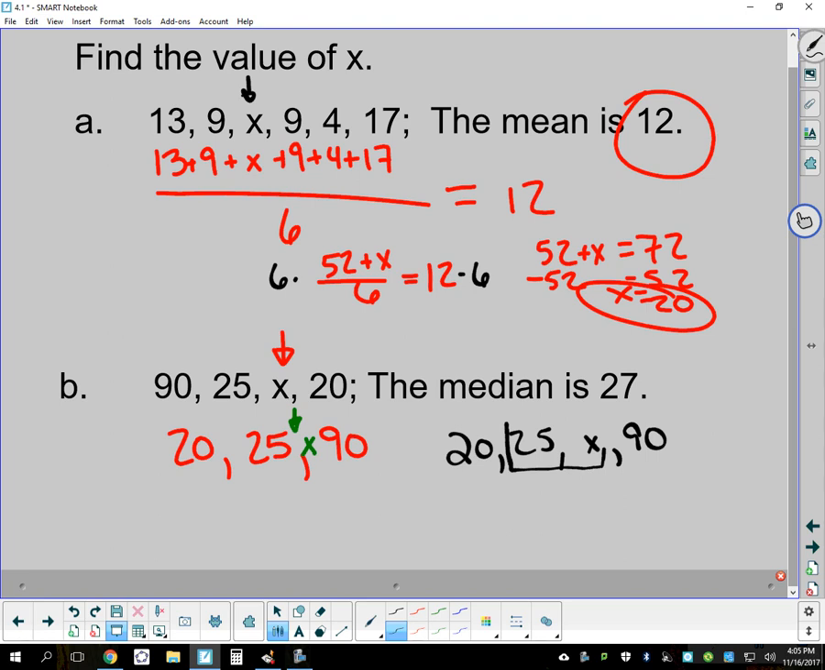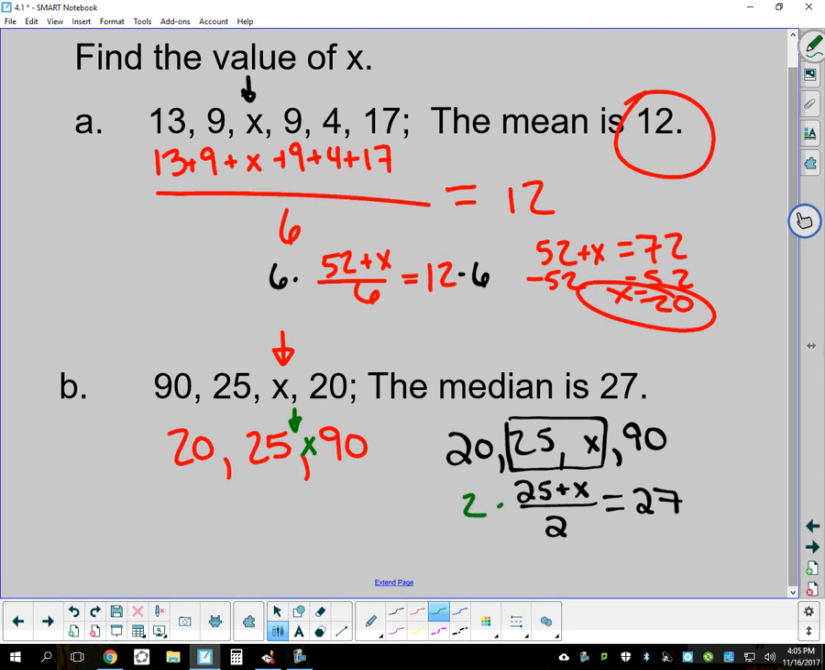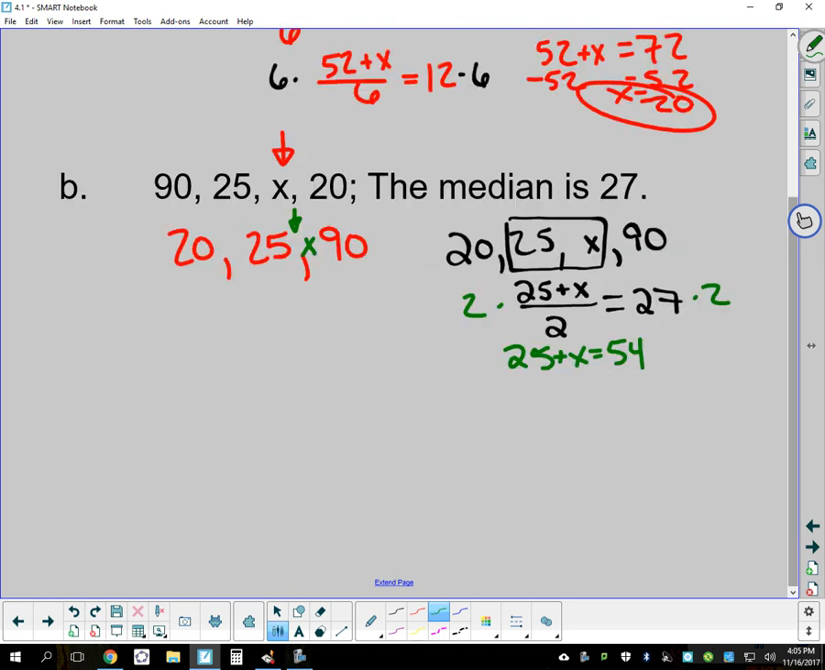And then to find the median, we know that we need to take those two middle numbers, since it's an even amount of numbers, and then divide by 2. We're going to get 27 when we do that, so it's just a matter of solving. Multiply by 2 on both sides. 25 plus x equals 54. And then you would subtract 25. And then 54 minus 25 is 29. So our missing piece of data must have been a 29.